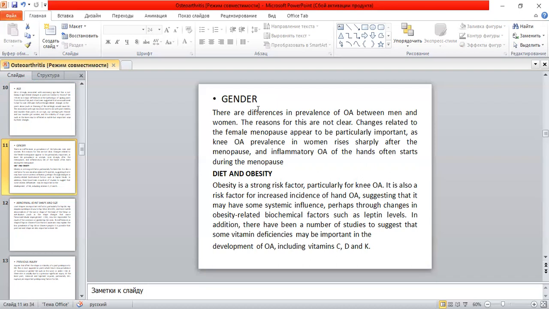In addition, there have been a number of studies to suggest that some vitamin deficiencies may be important in the development of osteoarthritis, including vitamins C, D, and K.